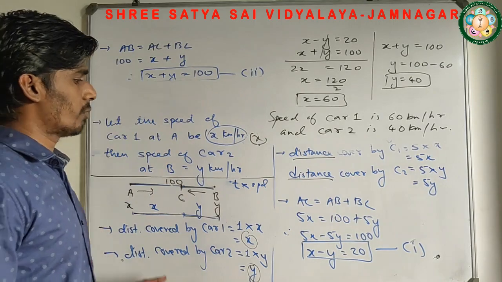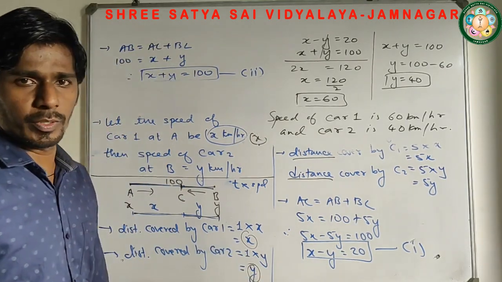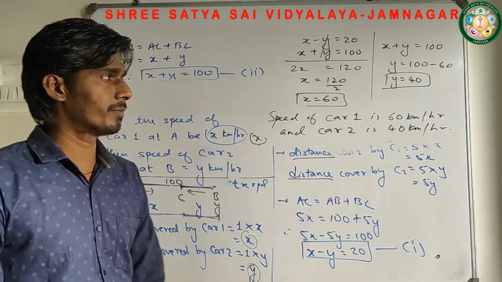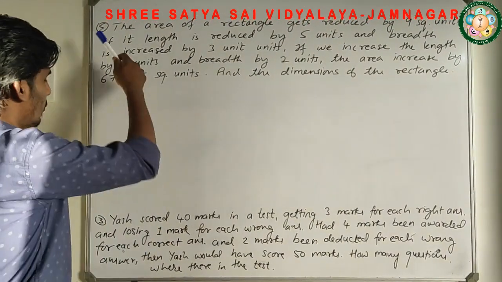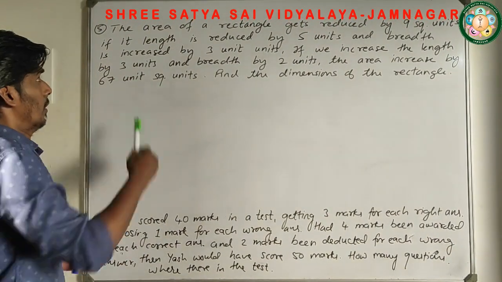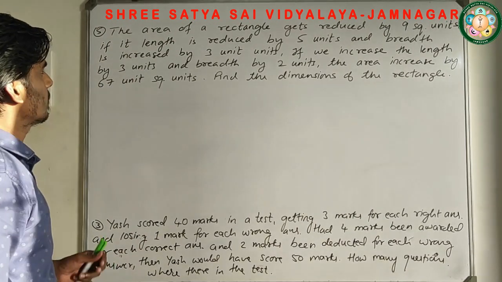So here the important part is what? How to get this equation. Practically you have to understand this thing. Now we are going to start with question number 5 of the same exercise. Let's start with the third one, the 5th one.